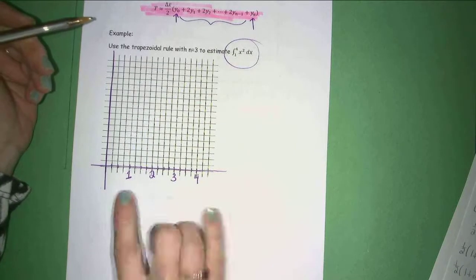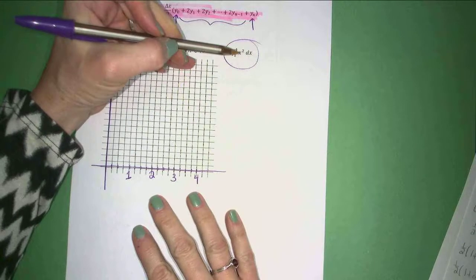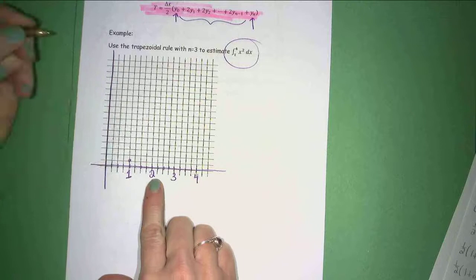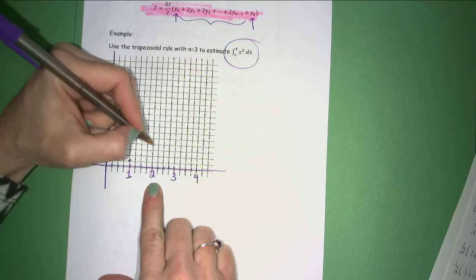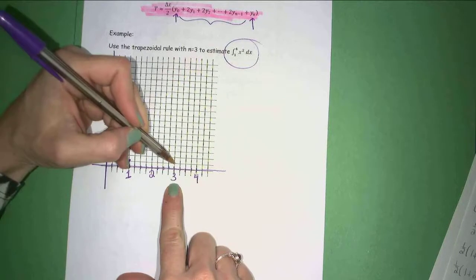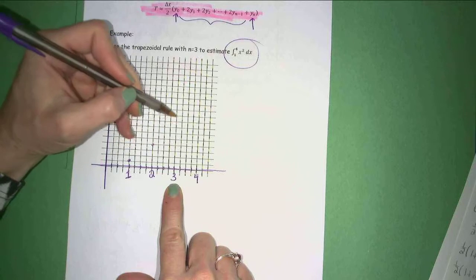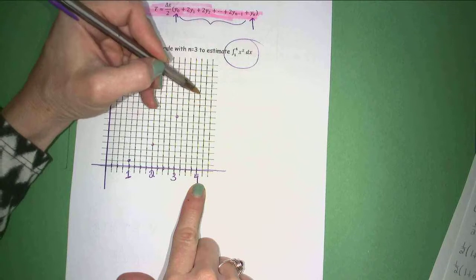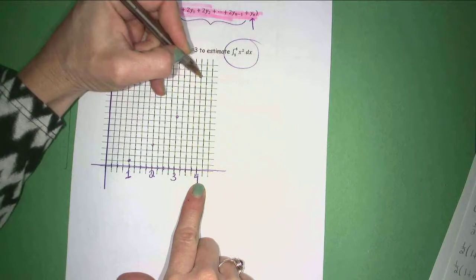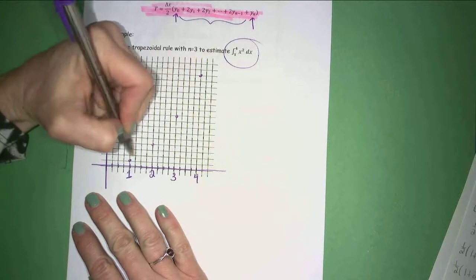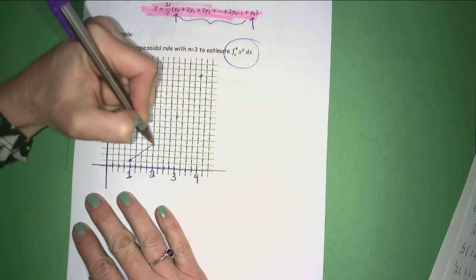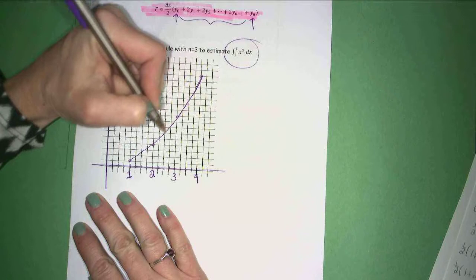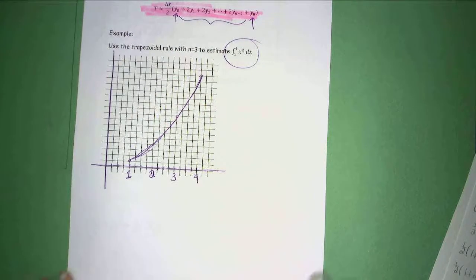So let's trap this between 1 and 4. So 1 squared is 1, so I'm just going to be right here. 2 squared is 4. 1, 2, 3, 4. 3 squared is 9. 1, 2, 3, 4, 5, 6, 7, 8, 9. And 4 squared is 16. So 10, 11, 12, 13, 14, 15, and 16. So you can see that quadratic between 1 and 4, a little bend to it there. Okay, so there's my quadratic.